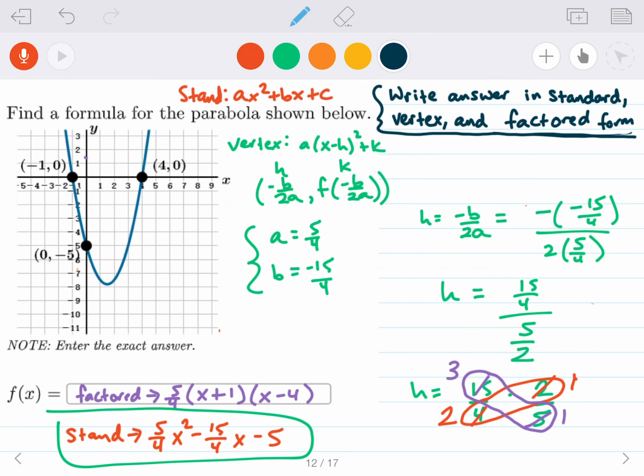Multiplying the remaining numbers straight across, 3 times 1 is 3. 2 times 1 on the bottom is 2. And so that is our h. H is 3 over 2. So let's write that up here.